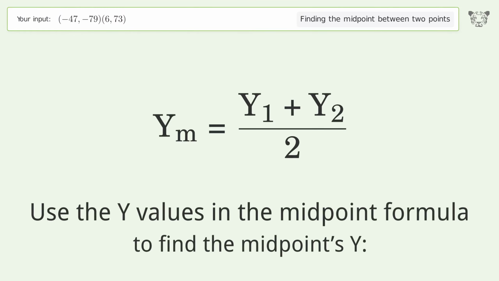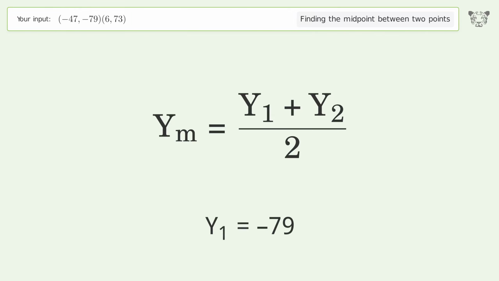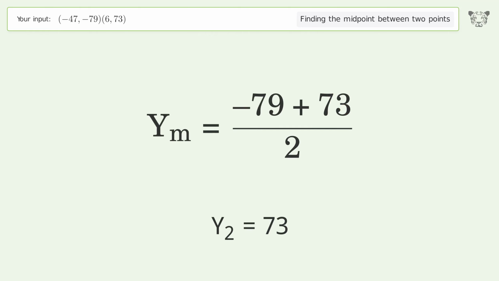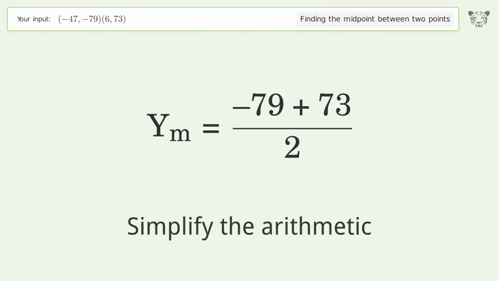Use the y values in the midpoint formula to find the midpoints y. y1 equals -79. y2 equals 73. Simplify the arithmetic.